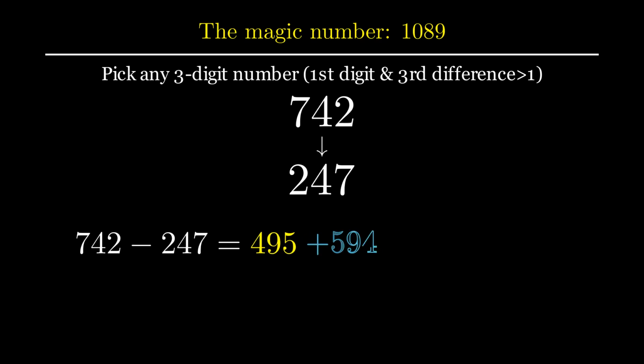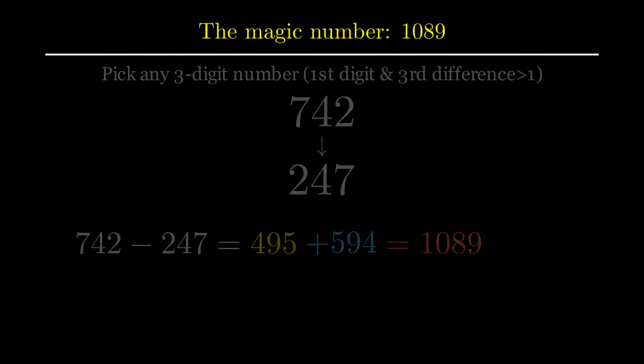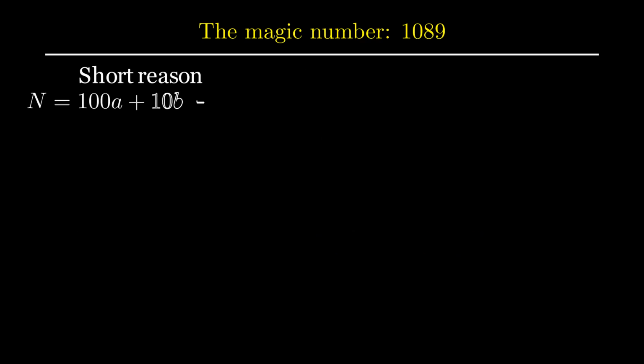Reverse the result 495. The reverse is 594. Add the two numbers, 495 plus 594 equals 1089. Magic. You get 1089. Why does this always happen?